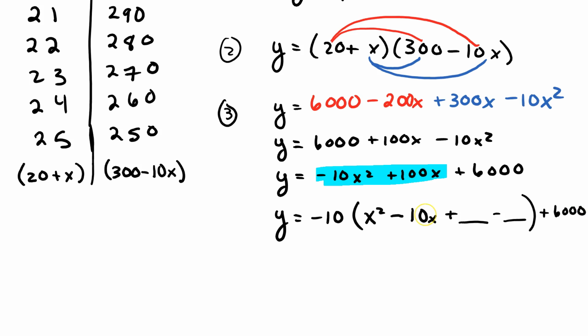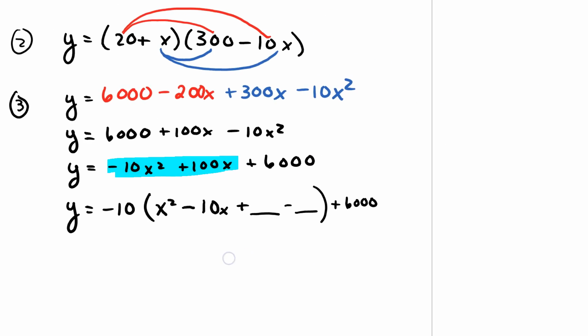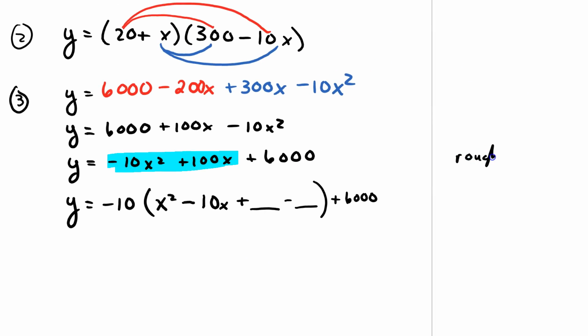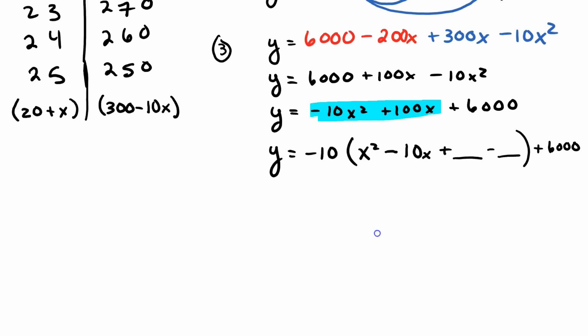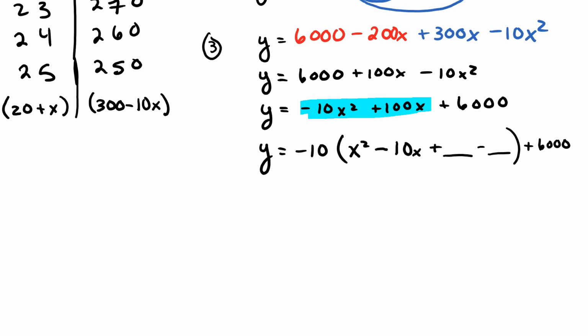Now I'm just going to do some side work, rough. It's going to be b over 2 squared. Our b is negative 10 over 2 squared, which is negative 5 squared, which is 25. So remember this. So plus 25 minus 25.